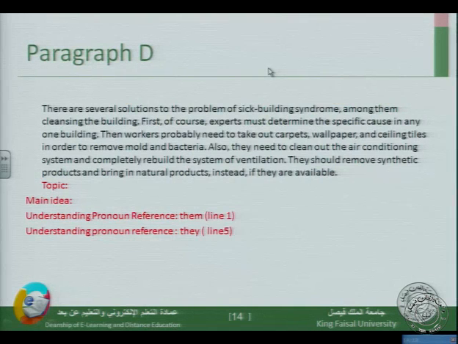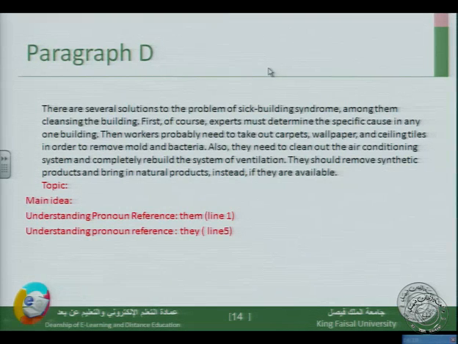Paragraph D. There are several solutions to the problem of sick building syndrome. Among them, cleansing the building. First, of course, experts must determine the specific cause in any of the building. Then workers probably need to take out carpets, wallpaper, and ceiling tiles in order to remove mold and bacteria. Also, they need to clean out their air conditioning system and completely rebuild the system of ventilation. They should remove synthetic products and bring in natural products instead if they are available.